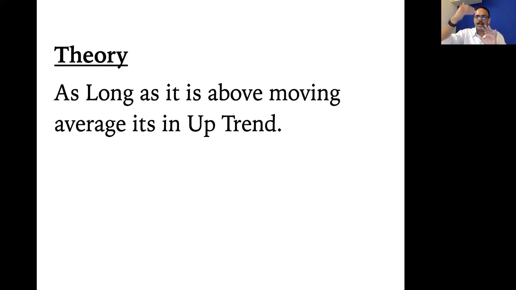The theory is, as long as the current price is above the moving average, it is in uptrend. If the price is below that, it is in downtrend. What is uptrend? Uptrend means the price has more likelihood to keep on going up. So if we have bought the share, we want to be in the share for as long as it is above the moving average. If it goes below the moving average, we should be out of it. As simple as this.